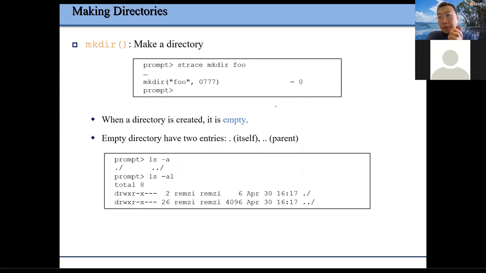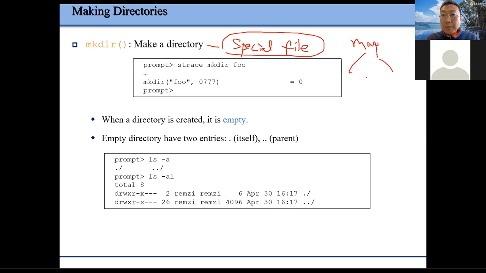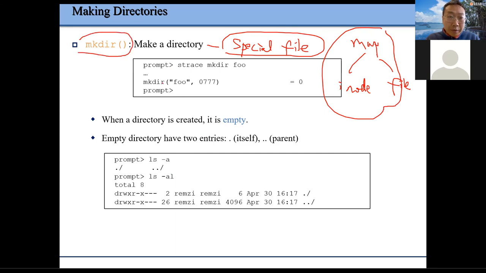Another important topic is related to the directory. As we mentioned, a directory is a special file. Inside this file, it will store the information under this directory, all those file information. Basically, we want to have a mapping between the inode number and the file name under this directory.